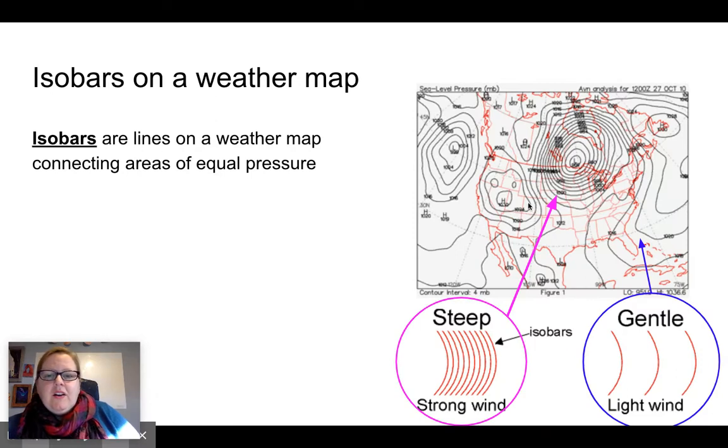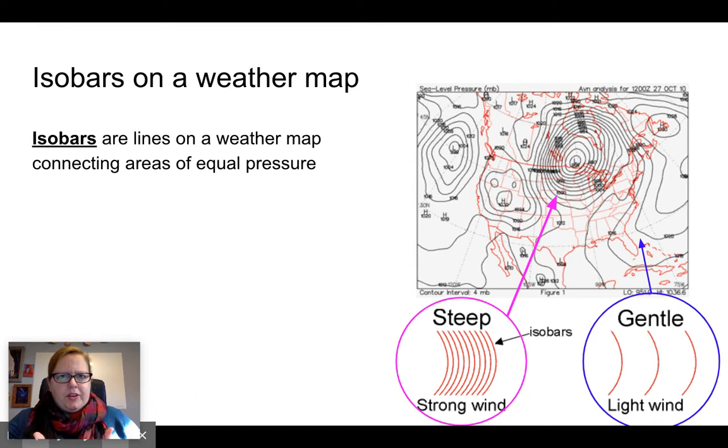And anywhere on this squiggly line around the H, the pressure is 1,024. And then if you look at the next line out, that one's 1,020. So anywhere on that line, the pressure is 1,020. So these squiggly lines tell you the pressure surrounding these pressure systems.